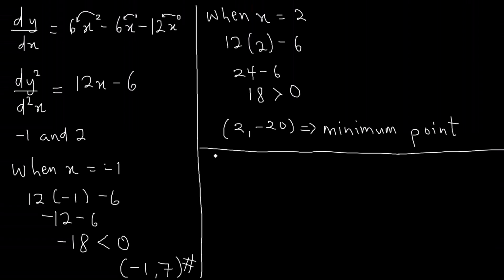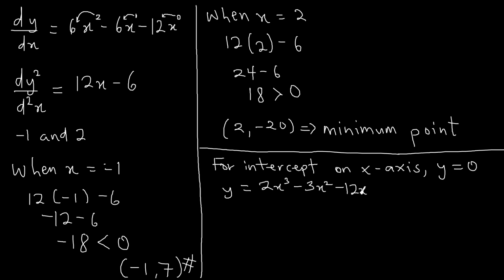So let's write this. For intersection on the x-axis, we put y equal to 0. So let's revisit our equation of the curve. If you remember correctly, the equation of the curve that we have is y = 2x³ - 3x² - 12x. So the intercept on the x-axis means that y is equal to 0. So we have 0 = 2x³ - 3x² - 12x.